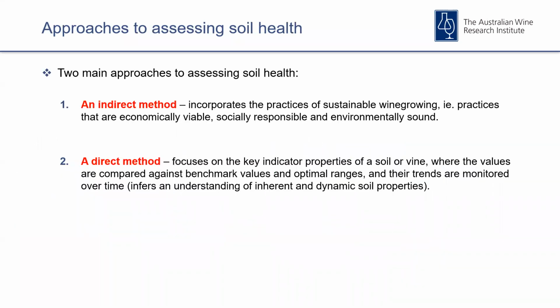When we come to assessing soil health, there have really been two main approaches. The first is a more indirect method, and it incorporates the practices of sustainable wine growing. That refers to practices that are economically viable, socially responsible, and environmentally sound. The other one, which we're probably more familiar with, is the direct method that focuses on key indicator properties of the soil or the vine, where values are compared against benchmark values or optimal ranges, and the trends are monitored over time. Again, this infers that there's an understanding of both the inherent and dynamic soil properties.